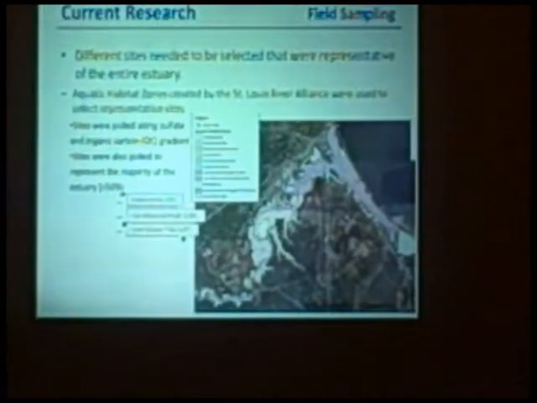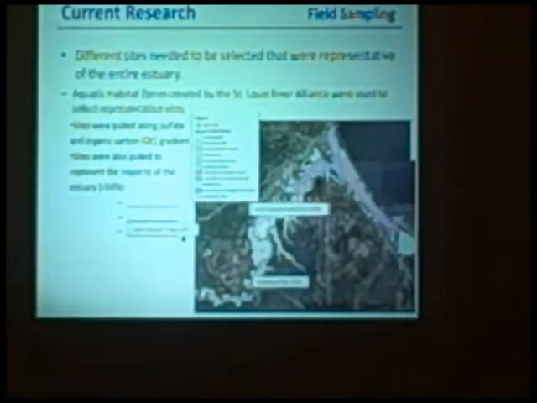So what we did next, after we were thinking about this conceptual model, is where we're going to go and take samples. The first thing that we did is we wanted to get samples that were along that high organic carbon, high sulfate, and low carbon and low sulfate gradient. And so we picked sites along the river.